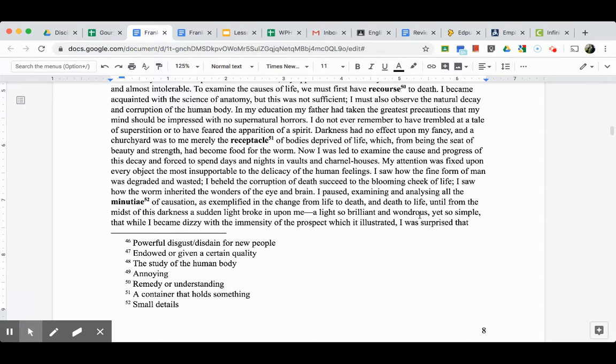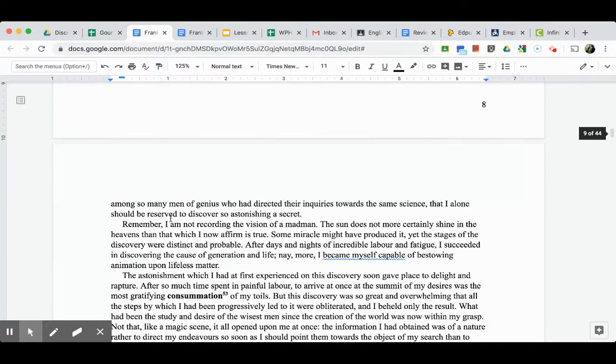A light so brilliant and wondrous, yet so simple, that while I became dizzy with the immensity of the prospect which it illustrated, I was surprised that among so many men of genius who had directed their inquiries towards the same science, I alone should be reserved to discovering an astonishing secret.